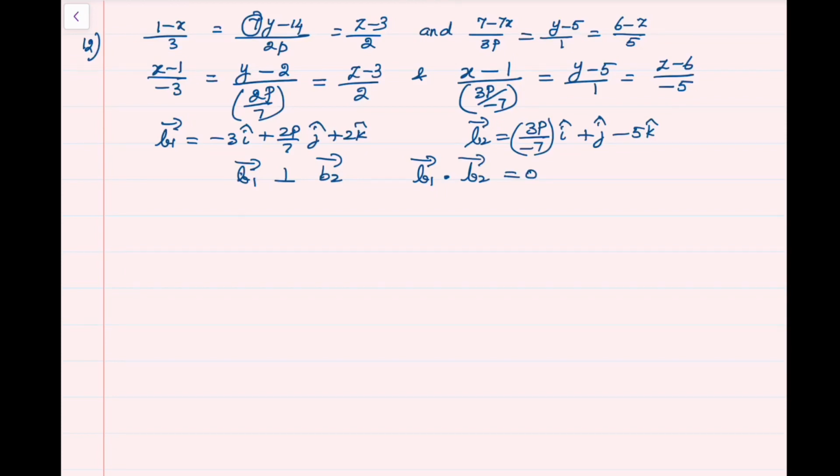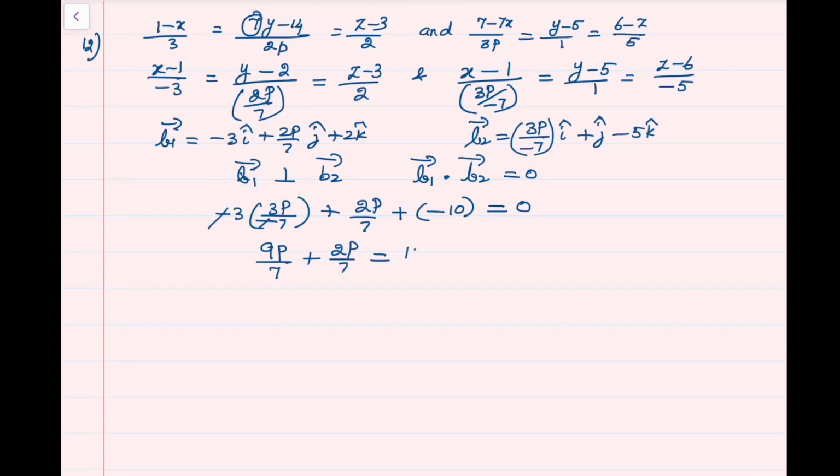Let us find the dot product. Multiply the corresponding components. No ijk in the dot product. Minus 3 times minus 3p by 7, plus 2p by 7 into 1, plus 2 times minus 5, which is minus 10, equal to 0. Cancel minus signs. 9p by 7 plus 2p by 7. Let us take minus 10 to the other side, plus 10. 11p by 7 is equal to 10. Therefore, p is equal to 70 divided by 11.